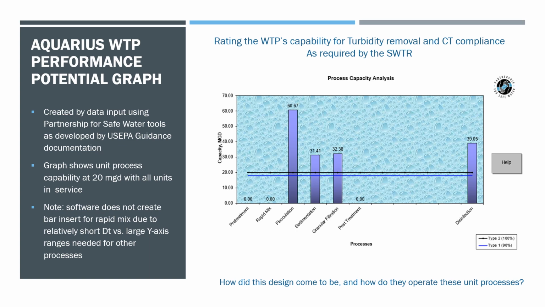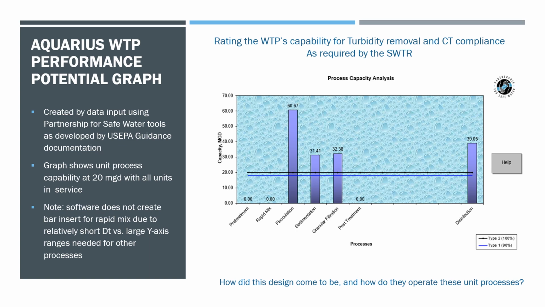So the graph reads this way. You see a black line going across at the 20 MGD mark, and each unit process is rated at its ability to handle that flow capacity. You notice that at that flow rate, the flocculation capability of this plant would be well over 60 million gallons, so they obviously don't need to have all their flocculators online. In fact, the smallest line you see is for sedimentation, and that's not unusual for a bigger plant like this.